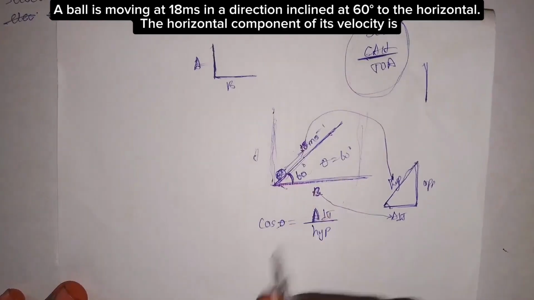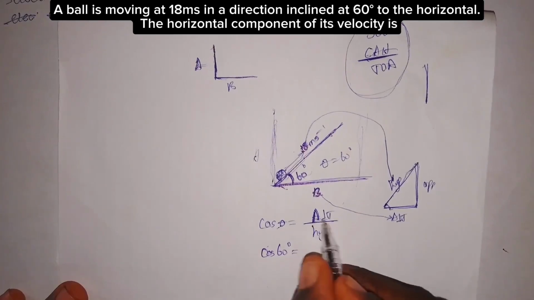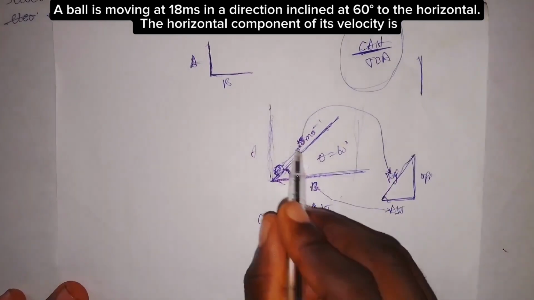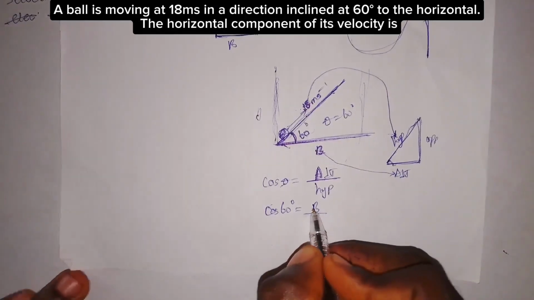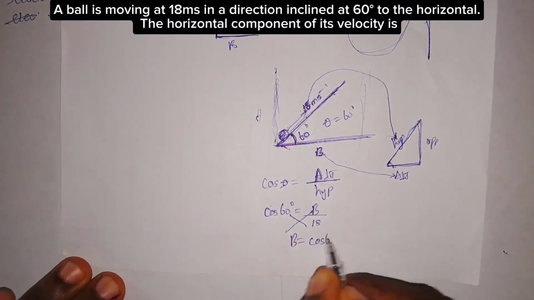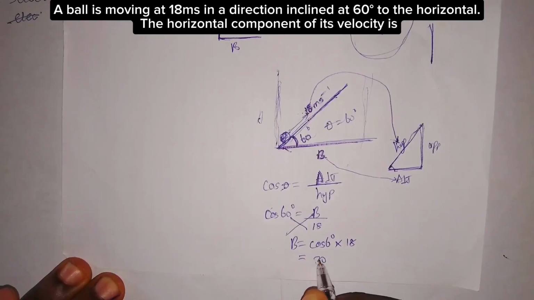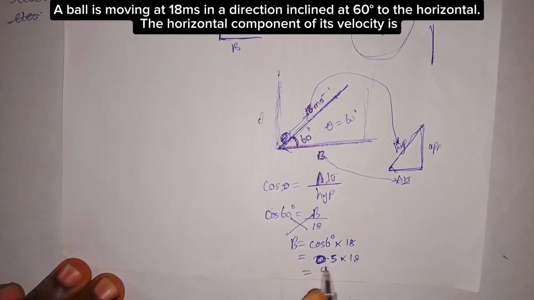Now theta is what? 60 degrees. Then we are looking for adjacent, which is B. Then our hypotenuse is 18. If you cross multiply, it will now be B equals cos 60 times 18. Cos 60 is 0.5. Cos 60 is 0.5 times 18. Our answer will be 9.